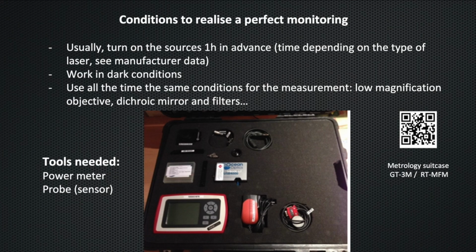Be aware that light sources need time to stabilize, especially gas lasers like argon laser. A change in heating time may be a sign of laser aging. In order to compare your measures, you have to work in the same conditions all the time. Like being always in dark conditions, use the same low magnification objective and the same optical path, including dichroic mirrors and filters. For the measurements, you need a power meter and probes.